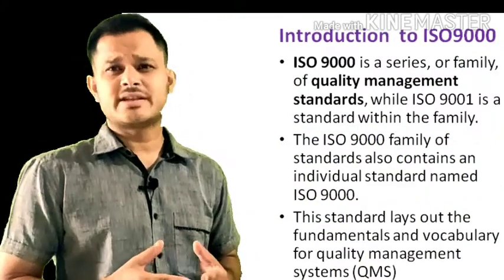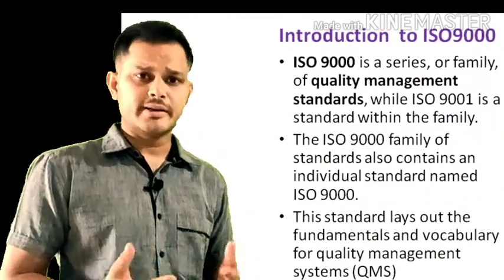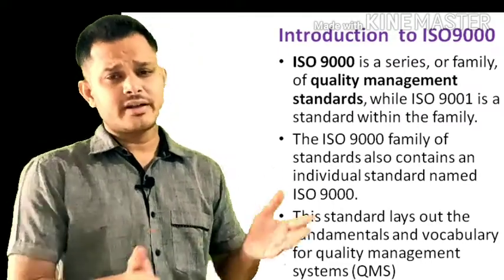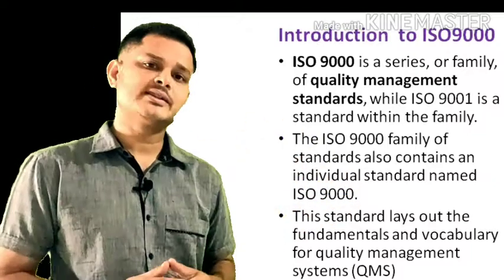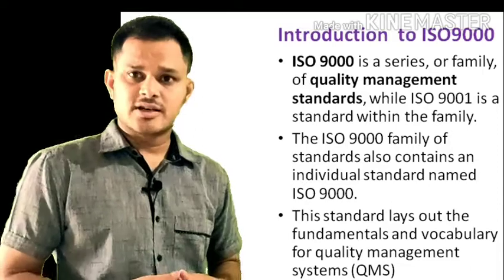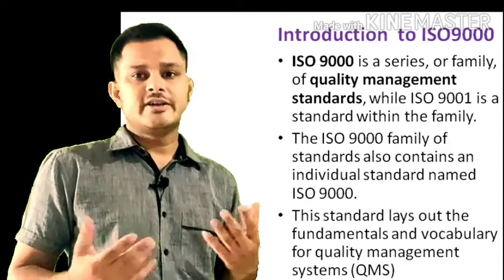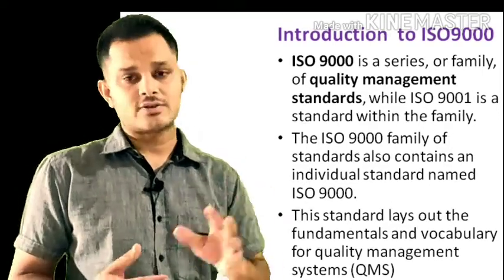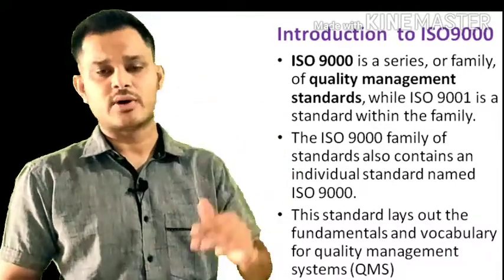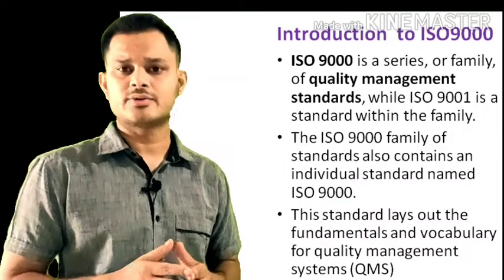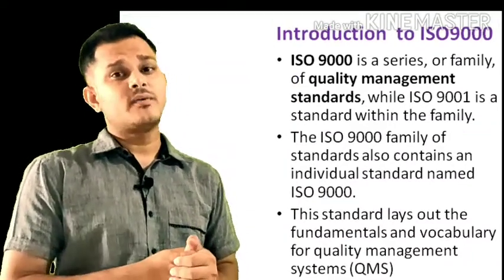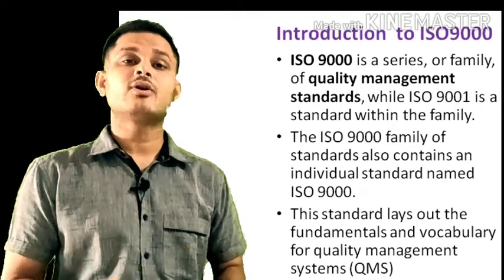ISO 9000 is a series or family of quality management standards. ISO 9001 is a standard within the family of 9000. The ISO 9000 family also contains an individual standard named ISO 9000. Means under the ISO 9000 family there is an individual ISO 9000 also, and there are others under the 9000 family. This standard lays out the fundamentals and vocabulary for quality management, which we call QMS.